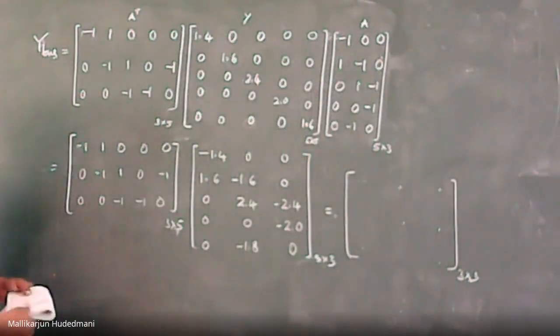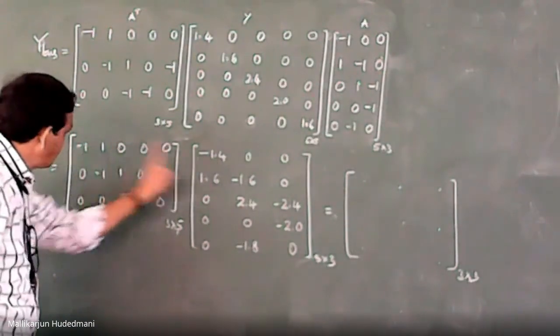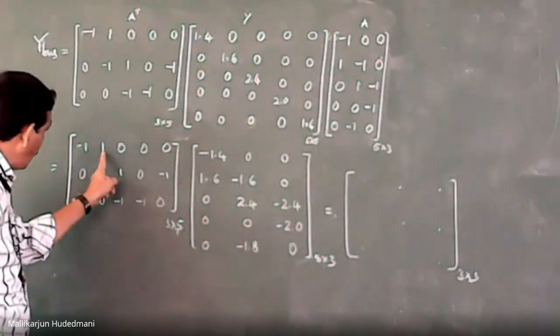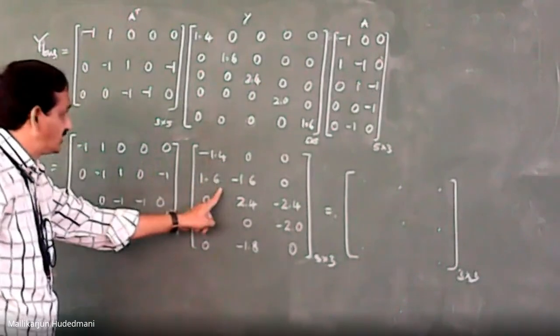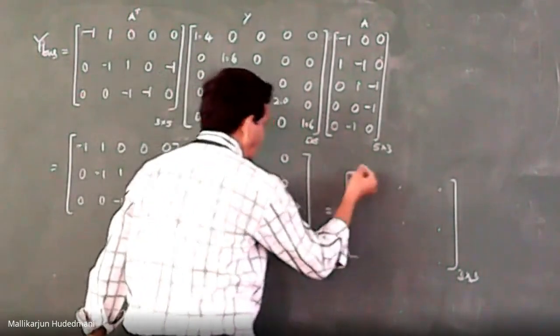If I split this, look into this, there is a minus 1 with 1.4. It is minus into minus, 1 into 1.4, 1.4. And there is a sum 1 with 1.6. It works out as 1.4 plus 1.6, which results in 3. So here comes the value 3.